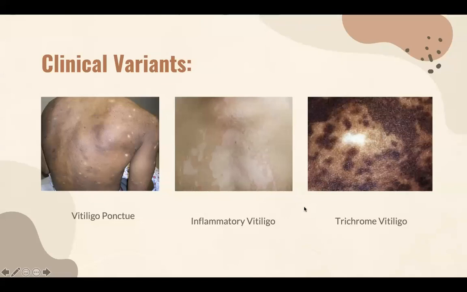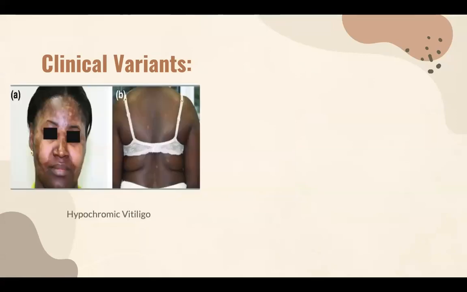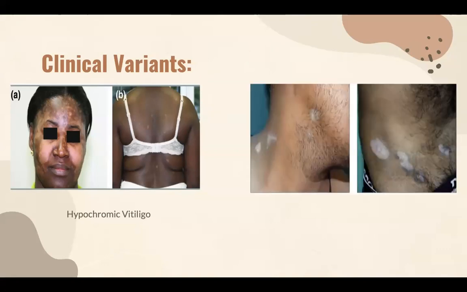And we also have quadrichrome vitiligo, which is another variant, in which there is a fourth color at the site of perifollicular repigmentation. Here is a hypochromic vitiligo, which is a very rare form of vitiligo, and usually it is common for dark-skinned people, skin type 5 and 6, characterized by the presence of hypopigmented lesion with or without a depigmented lesion.